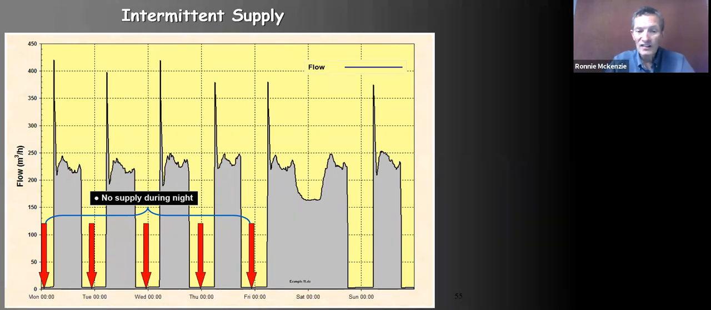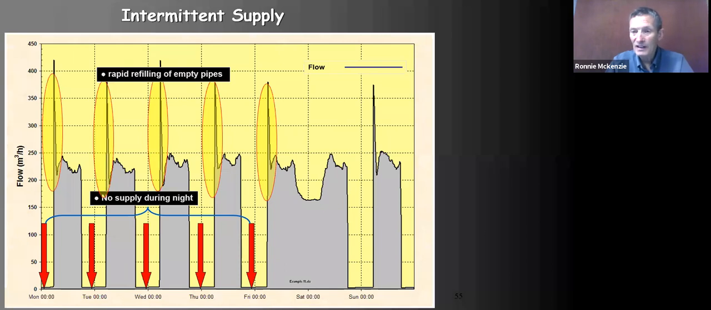What's quite interesting, as soon as you open up the network after intermittent supply, you'll often get a refilling spike. If you're using mechanical meters, the refilling spike can seriously damage the bearings in your meter and burn out the meter effectively. So you've got to be quite careful here.